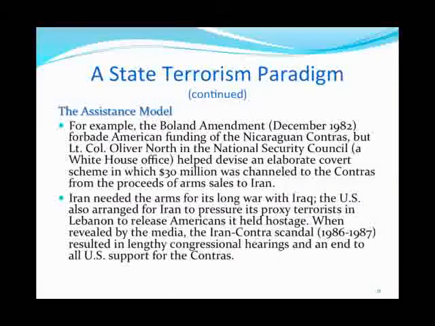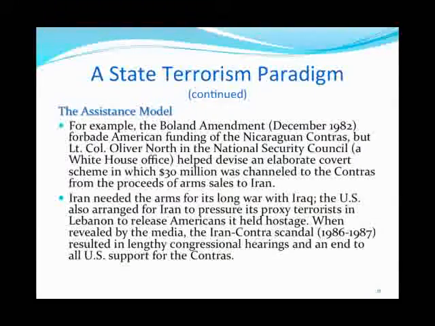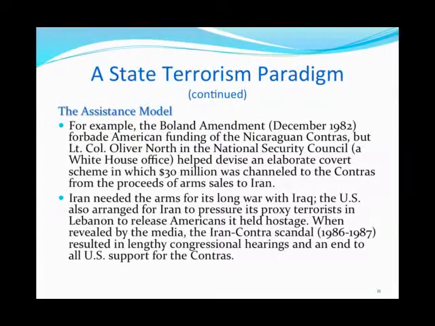So when this whole scandal was revealed by the media, it was a sensation, and it led to congressional hearings, and that's where Oliver North became a household name back in the 1980s. And all support for the Contras ceased at that time. So patronage support and assistance support were both ended after the congressional hearings.